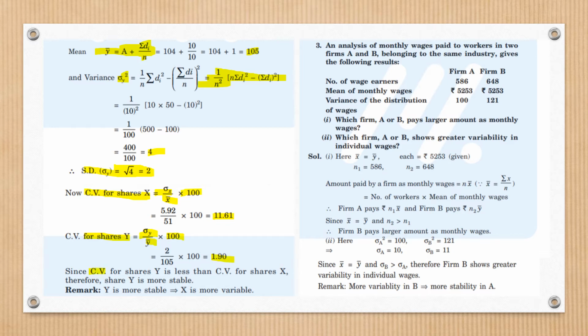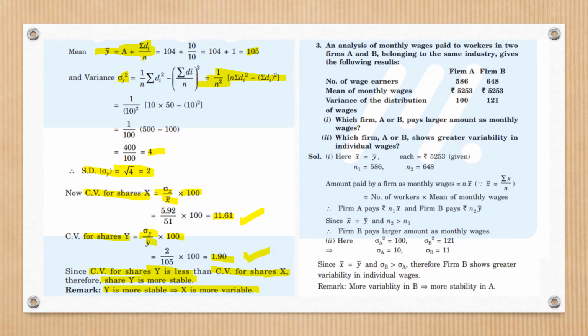Now since the CV for share y is less as compared to the CV for share x, you can see that for y it is less as compared to x. So that means the variation is less, that means it is more stable. So share y is more stable because x is more variable. One who is less variable is more stable.